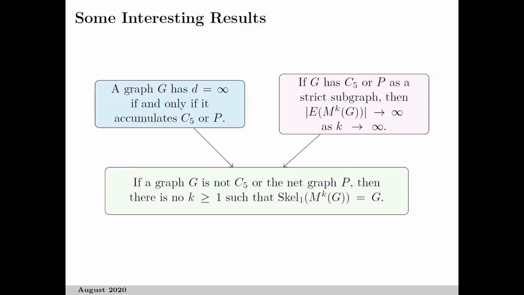Lastly, these first 2 results give this final one in green. If G is not C5 or the net graph P, then there is no matching complex of G that returns itself. To show this, we recognize that the theorem is immediate for graphs with finite d-value, for if it was not, they would never dissipate. For graphs with d equals infinity, the blue result tells us that they must accumulate C5 or P. And the pink result tells us that once they do so, they will blow up. These together imply the result at bottom.